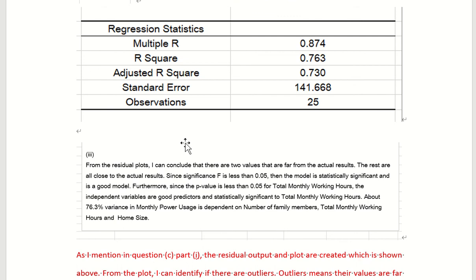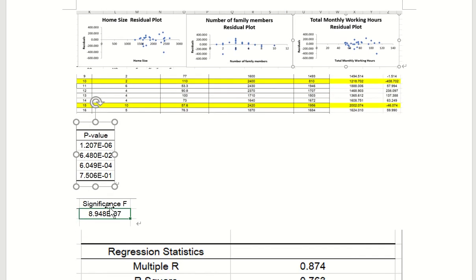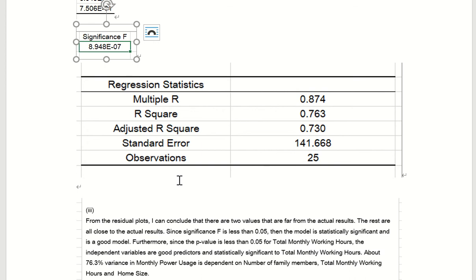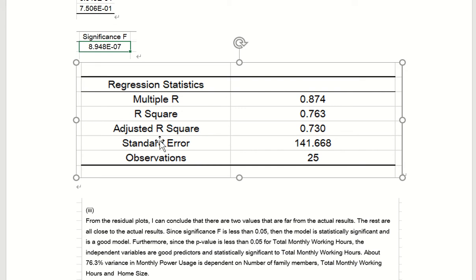And for the F value, the significance F is less than 0.05. So this means that the model is statistically significant and is a good model. Also from the regression statistics, we can know that the R square is 0.66763. So this means that about 76.3% of the variance in monthly power usage is dependent on number of family members, total monthly working hours and home size.